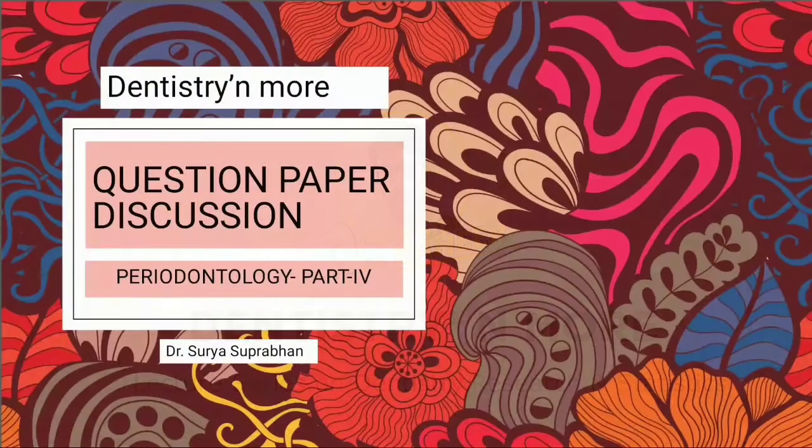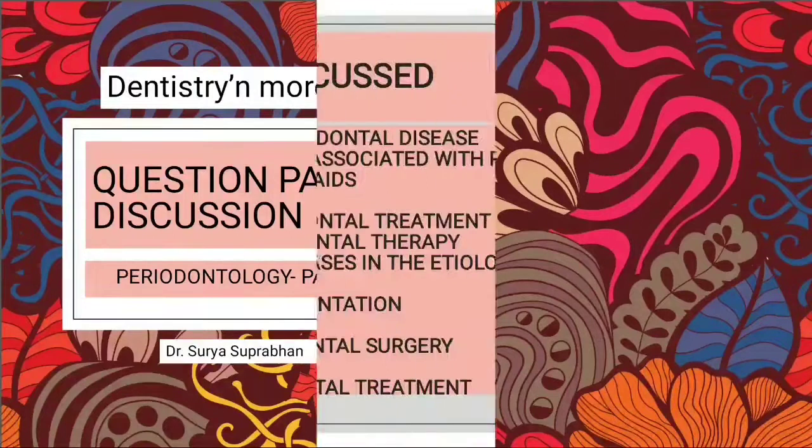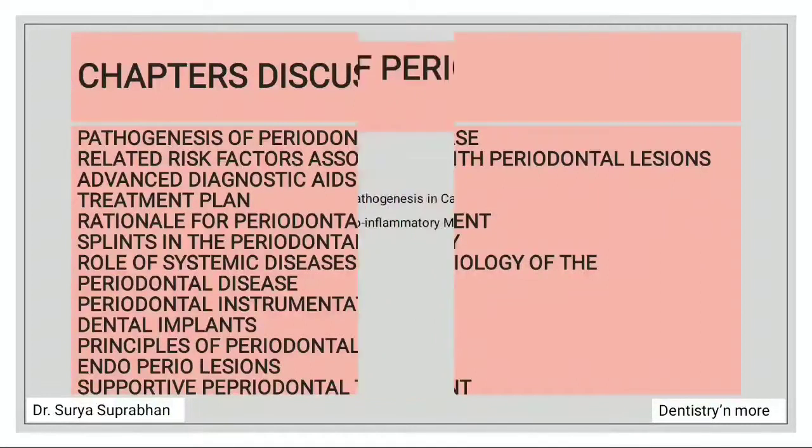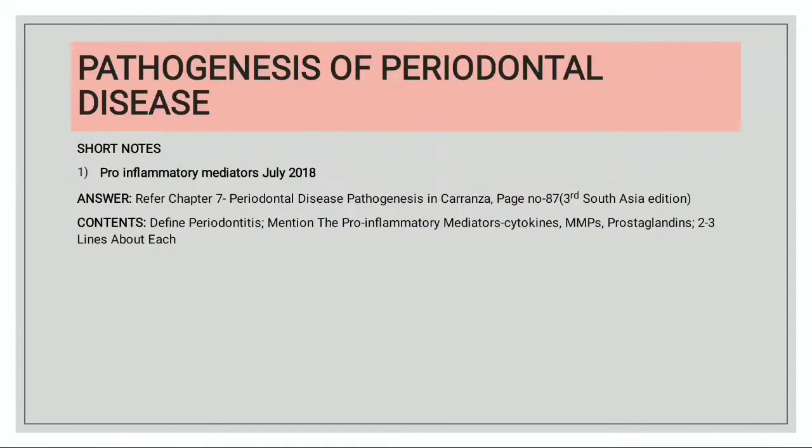Hello everyone, welcome back to the 4th section of the Perio question paper discussion. Today I'll be discussing questions from another 12 chapters. Most of these chapters are either diagnosis related or treatment related. So coming to the first chapter, that is pathogenesis of periodontal disease.